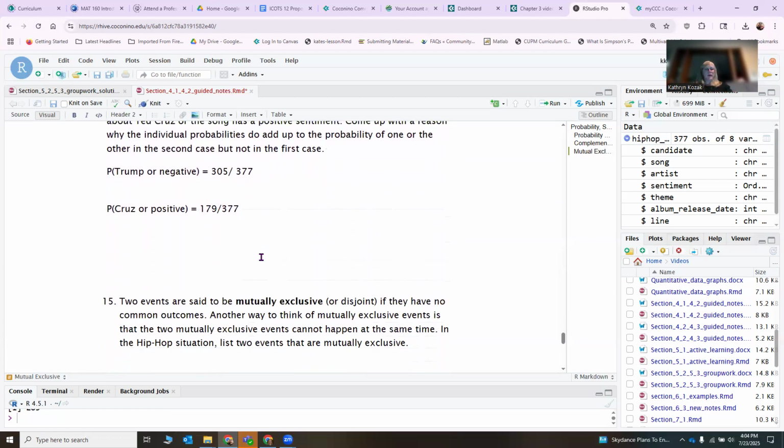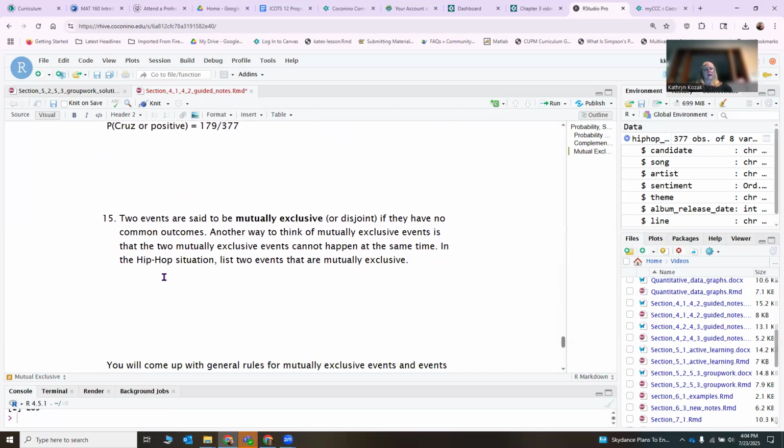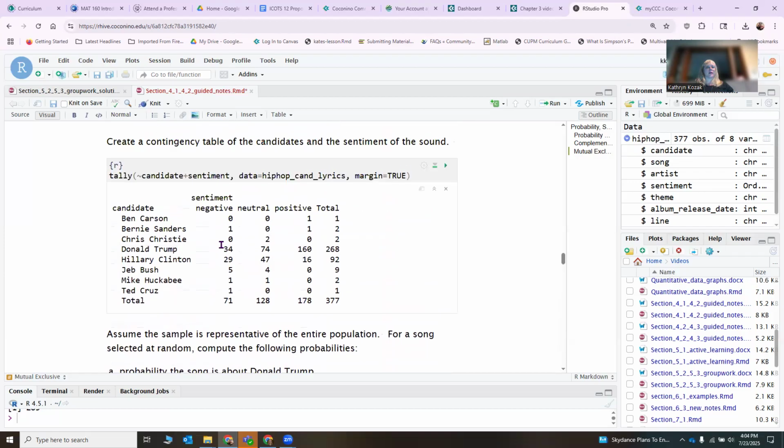And what this means is we get a new concept called mutually exclusive. Two events are said to be mutually exclusive, or another name is disjoint, if they have no common outcomes. Another way to think of this is that they cannot happen at the same time. So in the hip hop situation, there were certain songs that couldn't happen at the same time, or certain things that couldn't happen at the same time.